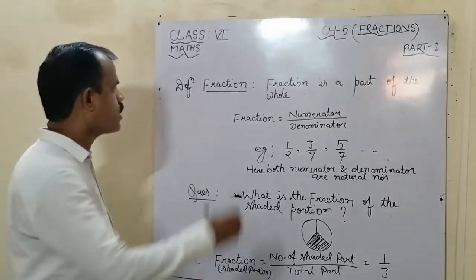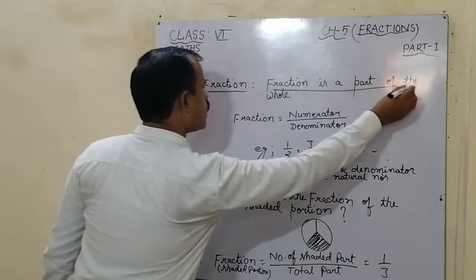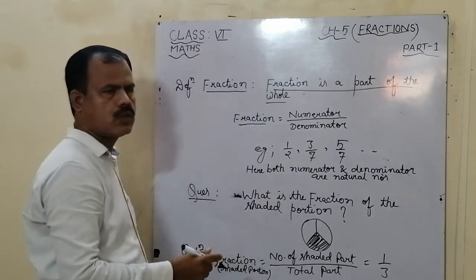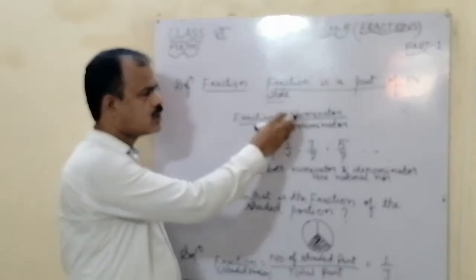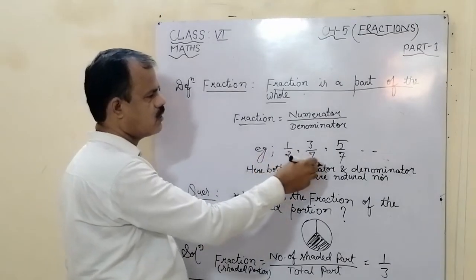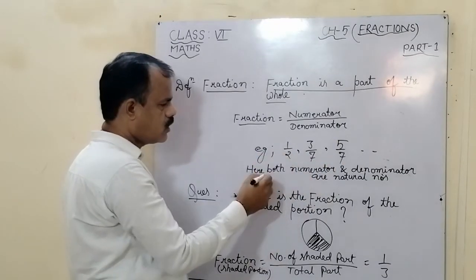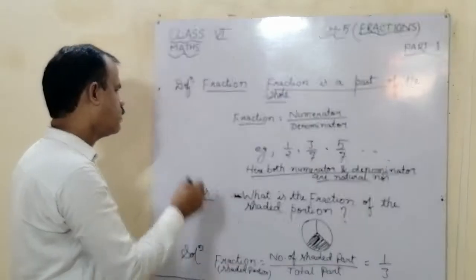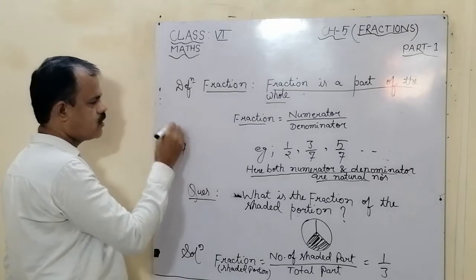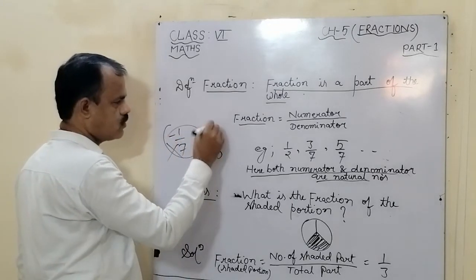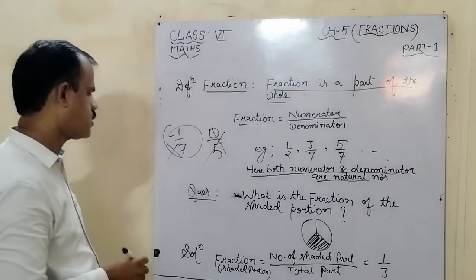Yes students, a fraction is a part of the whole. Fraction means numerator upon denominator. The upper part is the numerator and the lower part is the denominator, like 1 by 2, 3 by 7, 5 by 7. Here both numerator and denominator are natural numbers. If we say minus 1 by 7, this is not a fraction. If we say 0 by 5, it's also not a fraction.